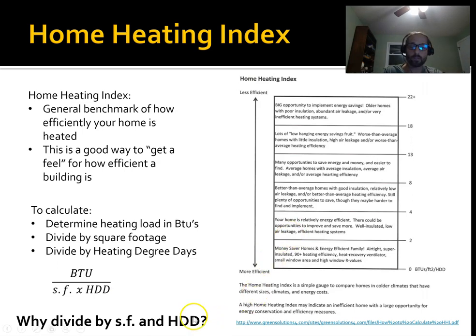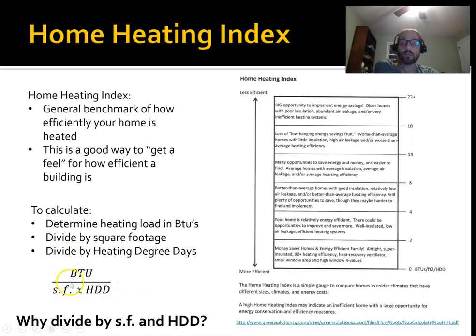Think about this real simple equation. BTUs go up, your home heating index goes up. That means you go up higher on this scale, which means you're requiring more heating, which is an indication that your house might be less efficient. Whereas if your square footage goes up, your home heating index goes down. If your HDD goes up, your home heating index goes down, right? So they're inversely related, inversely proportional.